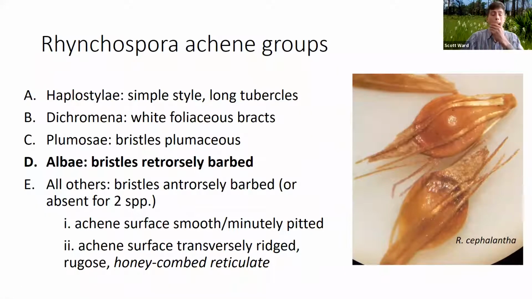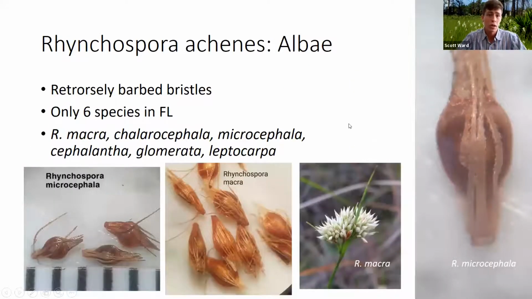Moving on to this next section, what's really distinct about this group is that the bristles are retrorsely barbed. So you can see here, just to review, the barbs here are facing downward. They're facing the base of the achene versus facing upward, or antrorsely barbed. There's only 6 species in Florida that are within this group, so it's generally not an overwhelming group to learn. Let's say you go out, you collect some Rhynchosporas that don't really look that descript, bring it home, you look in the dissecting scope, and you see that these barbs are facing downwards. Boom, you already know you're within that section, and you only have 6 species to choose from.